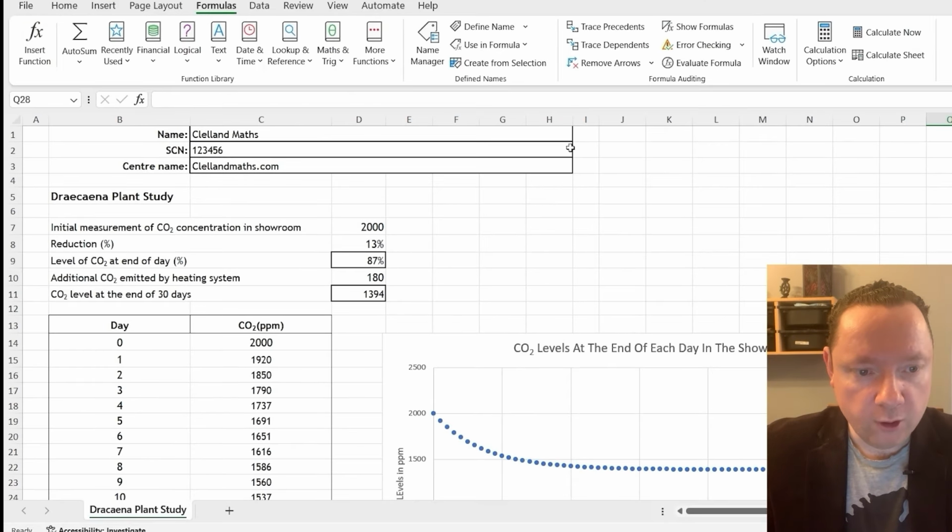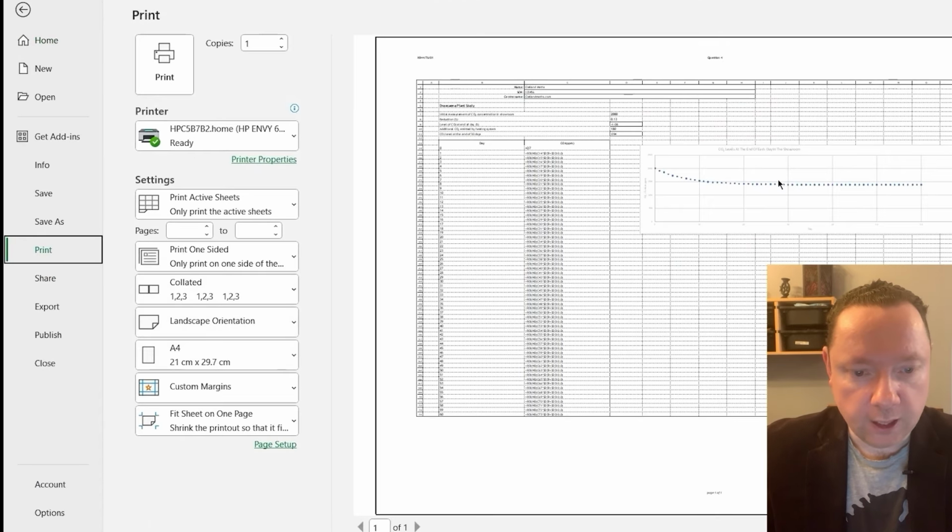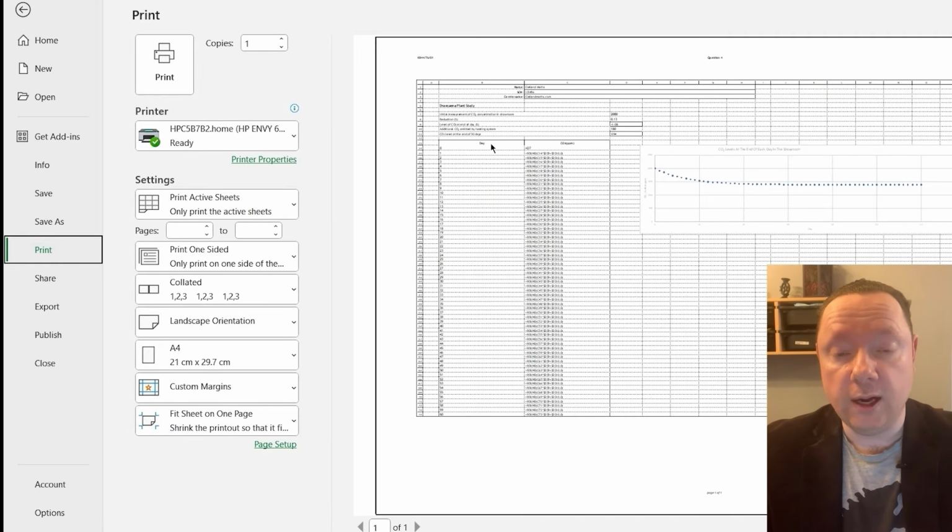And then if you want formula view, you go to Formula, Show Formulas, File again, Print, and you can see it in Formula View there with all the formulas shown. And that's us done for that question.